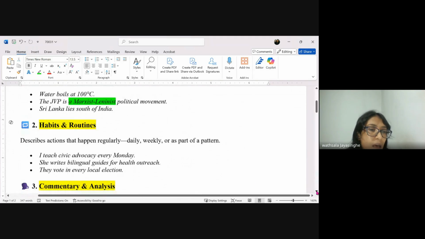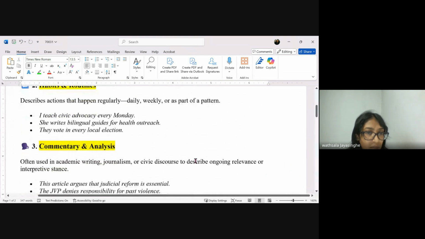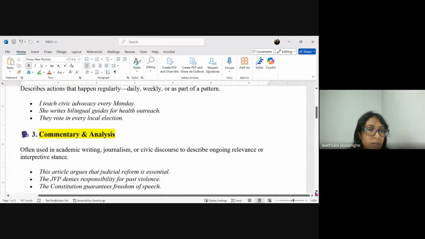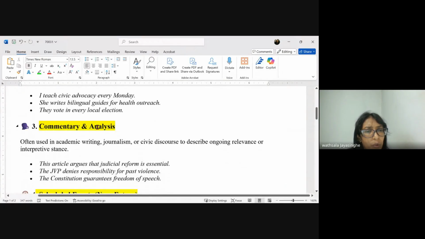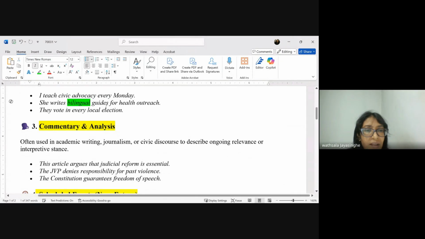The second one is habits and routines. Describes actions that happen regularly, daily, weekly, or as part of a pattern. I teach civic advocacy every Monday. She writes bilingual guides for health outreach. They vote in every local election.